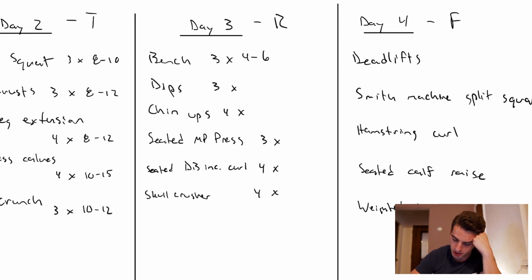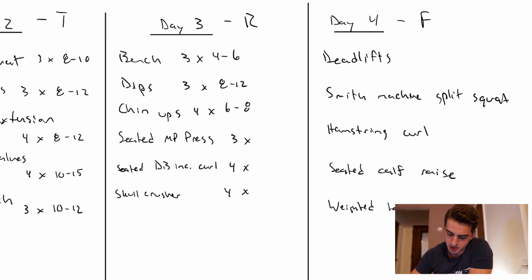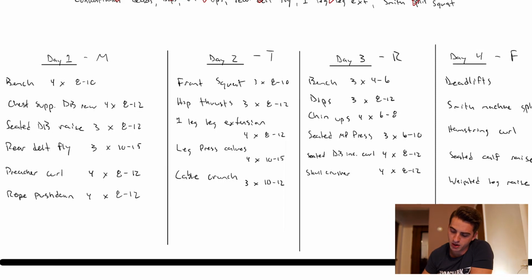Dips, I'll probably go 8 to 12. Chin-ups, we'll say 6 to 8. So maybe I'll start doing some weighted chin-ups and make that more of a strength type exercise. We'll see. Seated military press, that's probably going to be, we'll say 6 to 10 range. Seated dumbbell incline curls, so we'll probably put these as 8 to 12 as well. I think that's a good rep range for arms. You can see that's what I have on Monday as well.